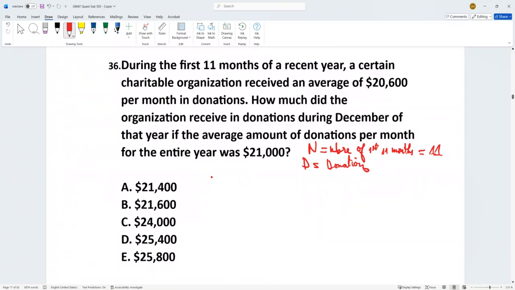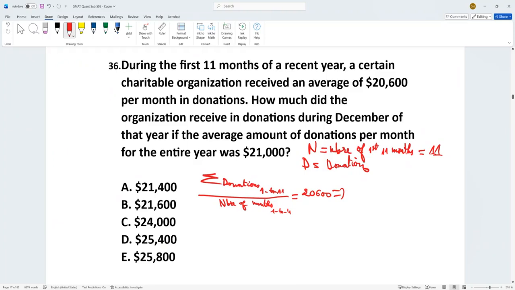That average, we know, is the sum of all the donations, from month 1 to month 11, divided by the number of months, from 1 to 11, and it's equal to 20,600.